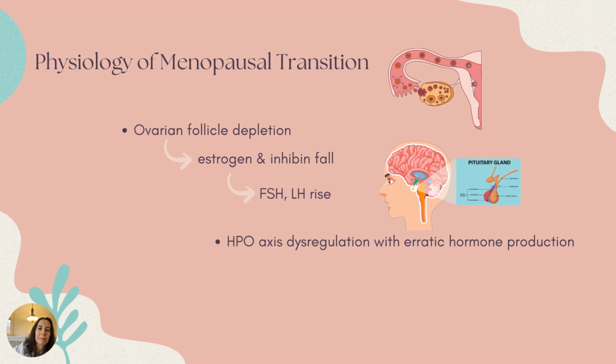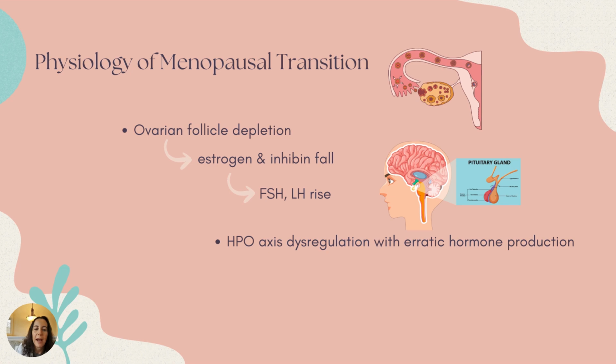So they rise. The FSH and LH go up because they're trying to pour out lots of FSH and LH to make those ovaries produce more estrogen. And it doesn't work anymore. Sometimes it works initially during perimenopause, and then it stops working. And you just end up with a very high FSH and low estrogen.